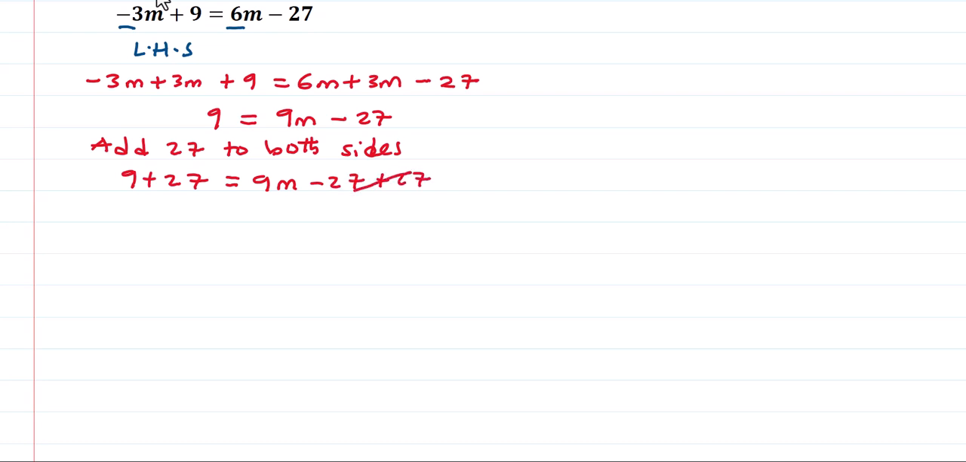27 cancels out here, and then we'll have 27 plus 9 gives us what? 36. So 36 is equal to 9m. So from this point, we divide both sides by 9. 36 over 9 is equal to 9m over 9. 9's here will cancel out, and then we'll have that m is equal to 36 over 9 is what?